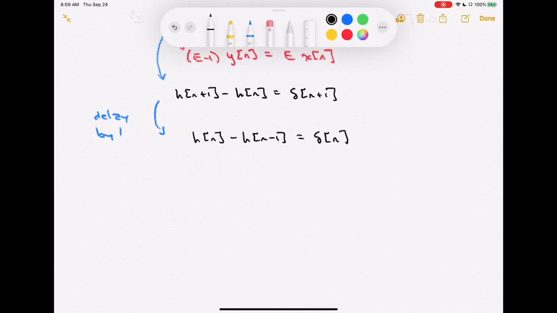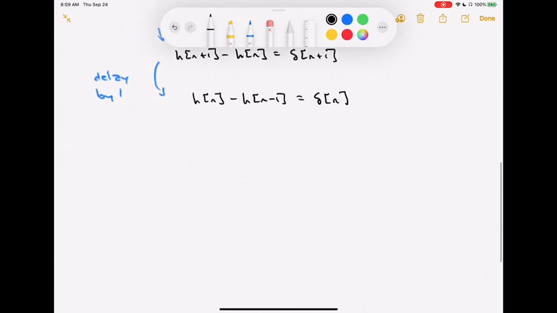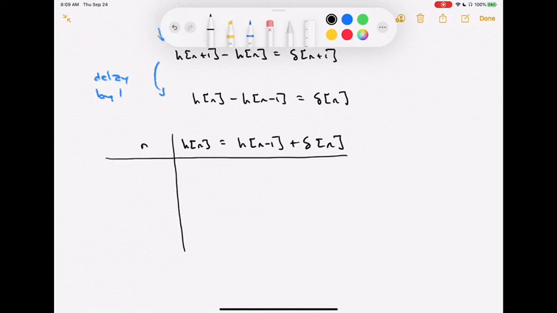Okay, so now I have a delay form difference equation that is expressing this desired quantity, the impulse response h, in terms of this input, the delta function input. What I can do now is just solve for h of n, right? h of n is equal to h of n minus 1 plus delta n. This sets up the equation I need to carry out the recursion. If you wanted, you could make a table here, right? And we could start recursing values for different values of n.